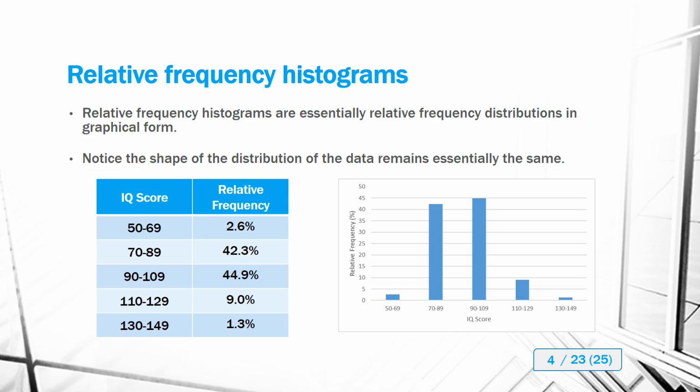Now, observe that the general shape of the distribution remained essentially the same. So, it doesn't matter whether you report counts or percents when making your histogram as far as the shape of the distribution is concerned. The shape of the distribution will not change essentially. However, if you want to change the shape of the distribution, you will see that if you change the number of bins or classes or categories into which you put your data.